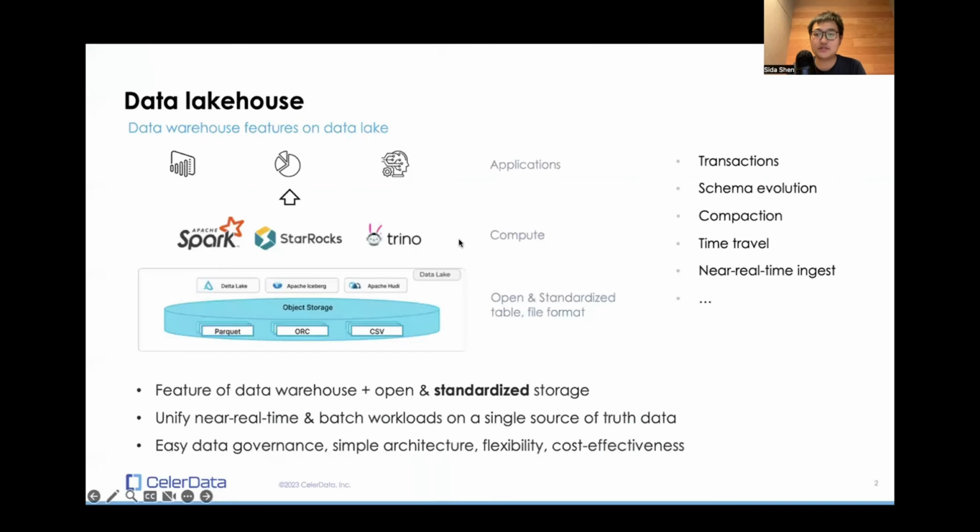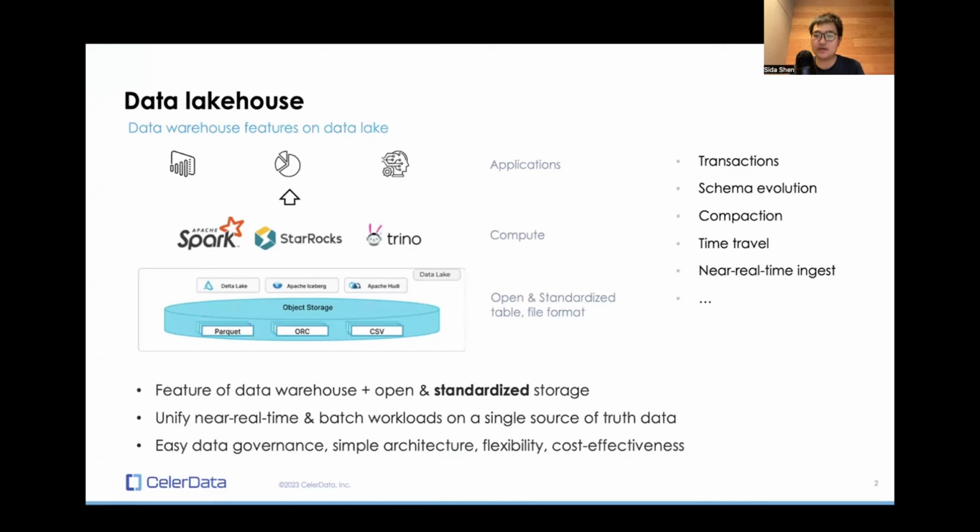So first, let's talk about data lakehouses. We've been building data warehouse-like features such as schema evolution, compaction, and near real-time ingest on open and standardized storage, with open and standardized table formats such as Delta Lake, Apache Iceberg, Apache Hudi, and open file formats such as Parquet files, with open catalog service access.